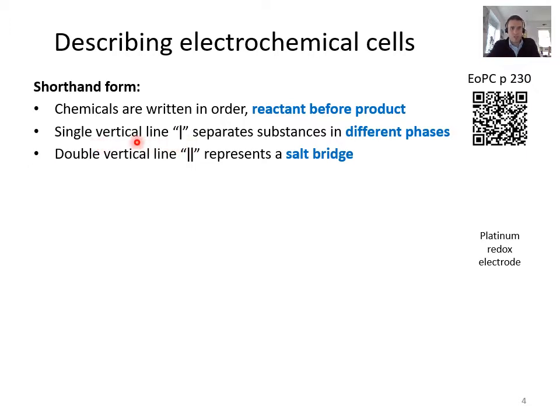We've got different types of lines. The first thing is the single vertical line. That's going to be separating things that are in different phases. For example, if you have two things in the same beaker, but one of them is a solid electrode, or a gas flowing over a solid electrode, then that will be in a different phase to the liquid in the beaker, and any ions within that liquid. And then, of course, we have this double vertical line, and this is a salt bridge.